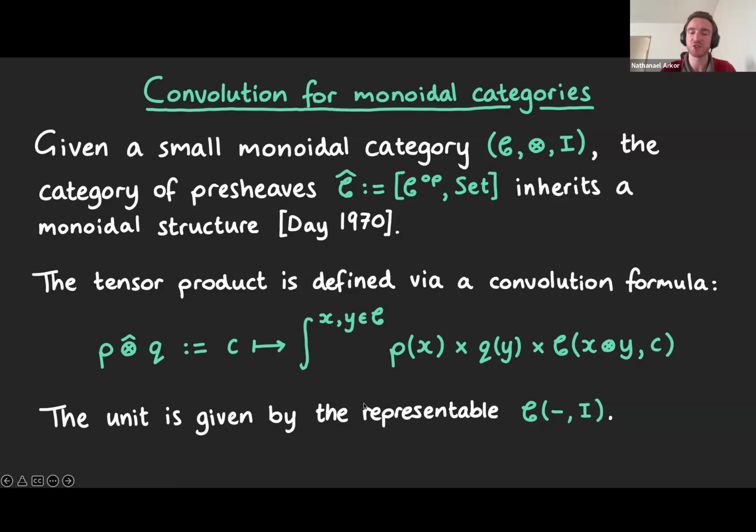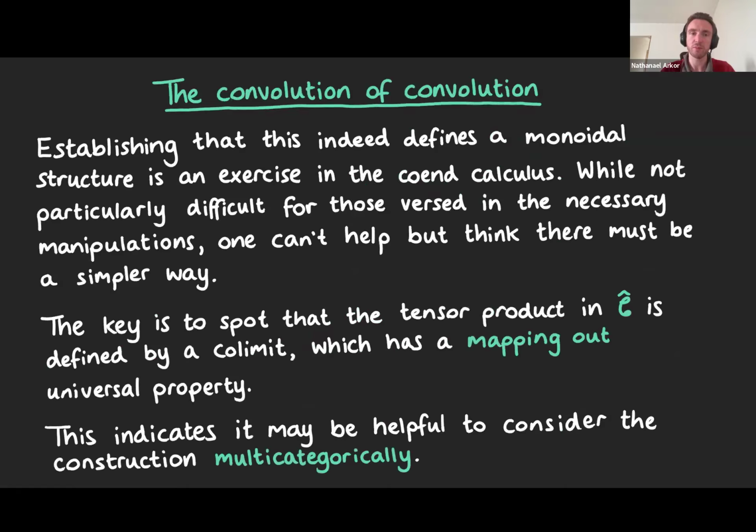The unit is a bit simpler. It's just given by the representable presheaf on the unit object of the monoidal category. Now, this construction is very common in category theory. It's very useful for a number of reasons. But when you're first faced with it, it can seem a little complicated. To actually prove that this does indeed define a monoidal structure takes a little bit of work. Usually it might be given as an exercise in getting to understand the coend calculus.